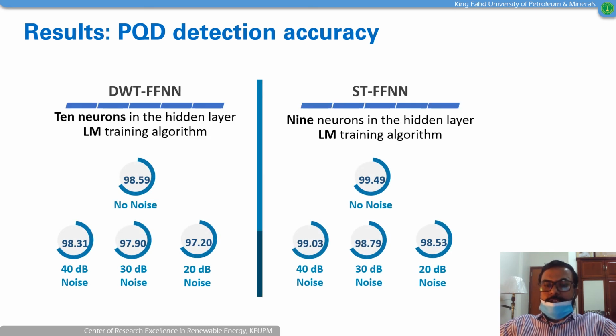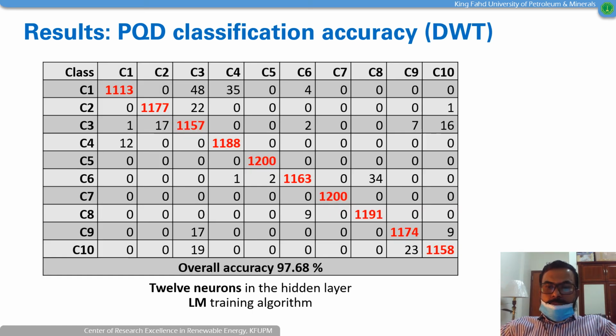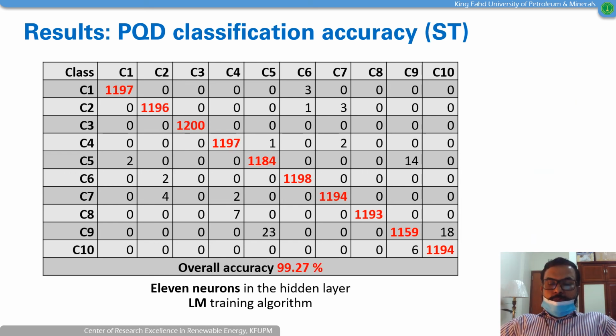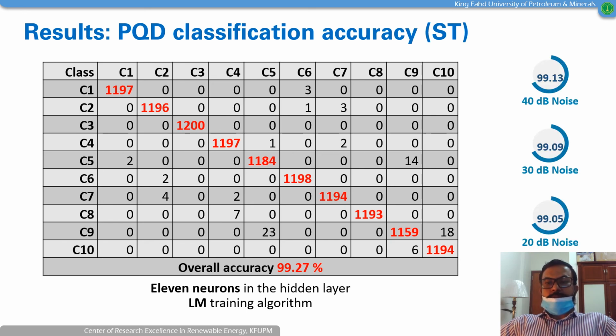As can be seen, the ASD-based approach outperformed the DWT-based approach for both noisy and noise-free measurements. This table provides the classification accuracy of the DWT-based approach. It can provide satisfactory accuracy even in the presence of measurement noise. This table provides the classification accuracy of the SD-based approach. As can be seen, the SD-based approach again outperformed the DWT-based approach for both noisy and noise-free measurements.